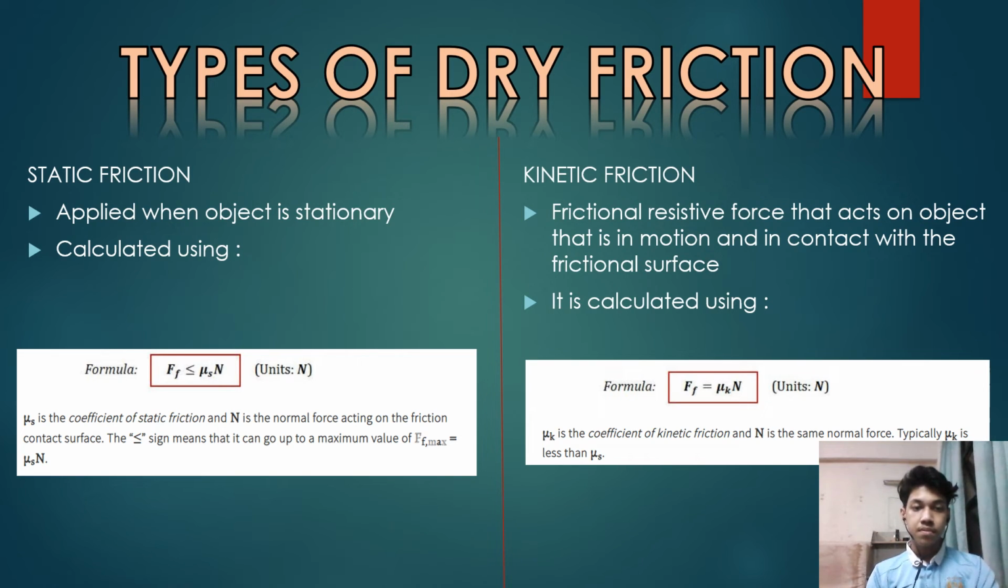Then we have the second type of dry friction, which is kinetic friction. Kinetic friction is a frictional resistive force that acts on an object that is in motion and in contact with the frictional surface. This friction is calculated using F equal to the coefficient of kinetic friction times the normal force, and the unit is still the same, which is also Newton.